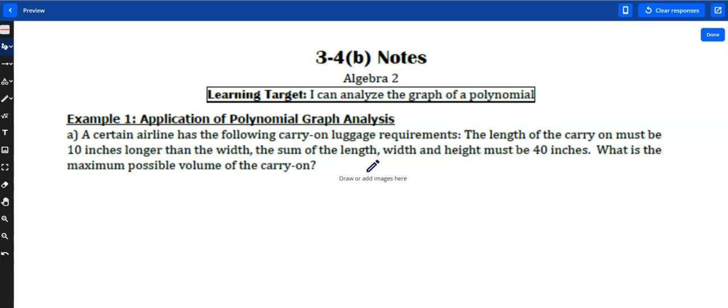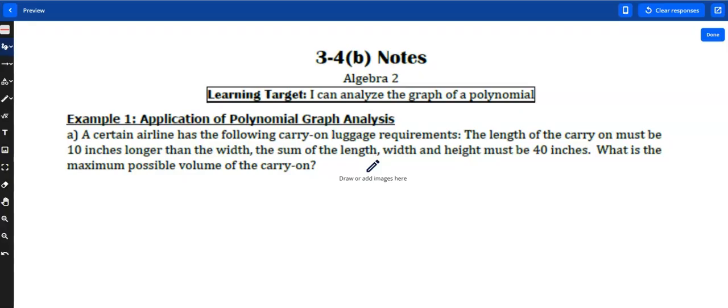All right, so we're analyzing the graphs of polynomials. A certain airliner has the following carry-on luggage requirements. The length of the carry-on. So obviously carry-on luggage is rectangular. It's a rectangular prism-ish. I know, we can argue against that, but that's the basic idea of what it is. So we're going to make that assumption here.